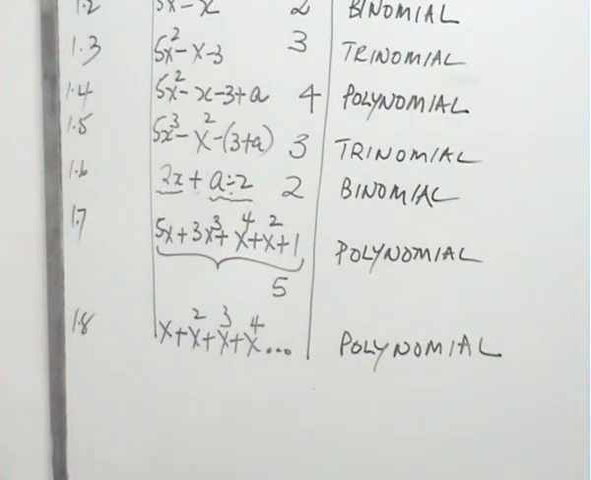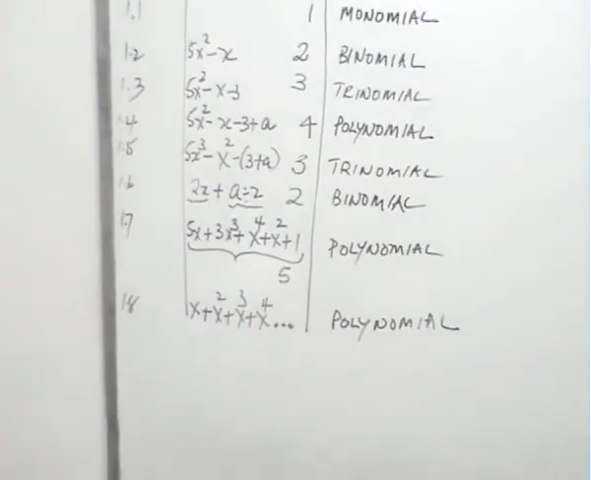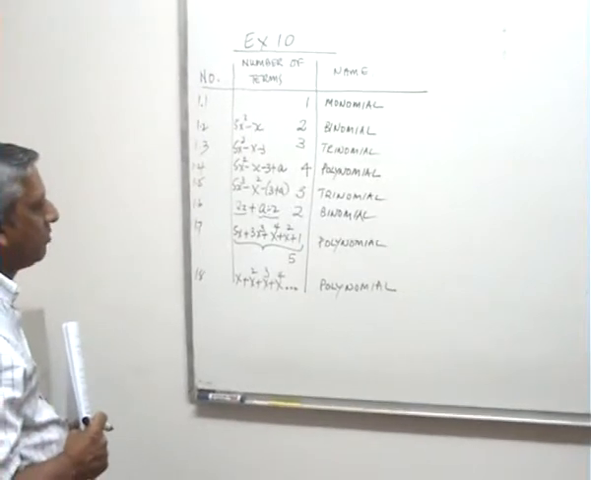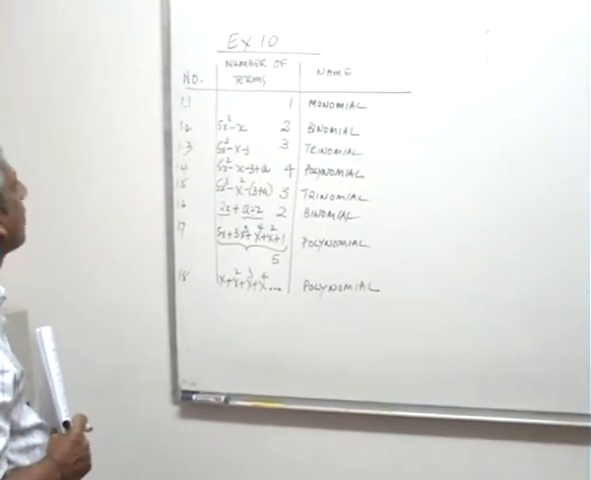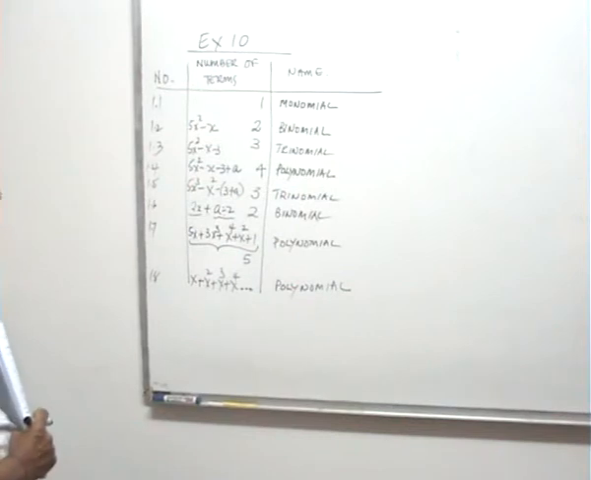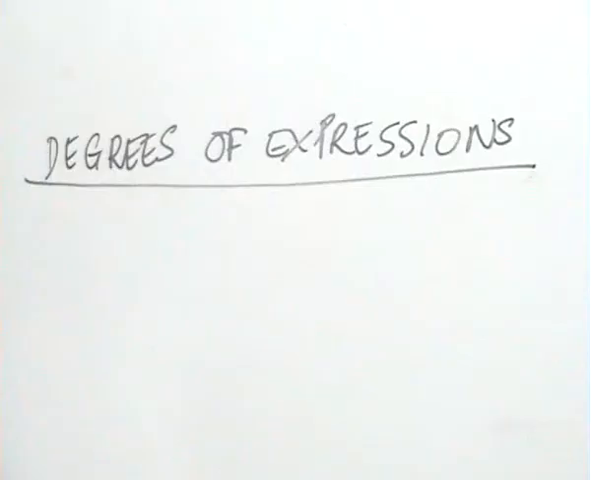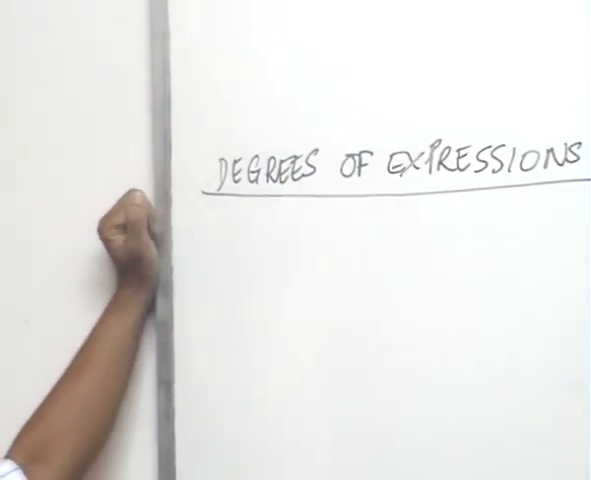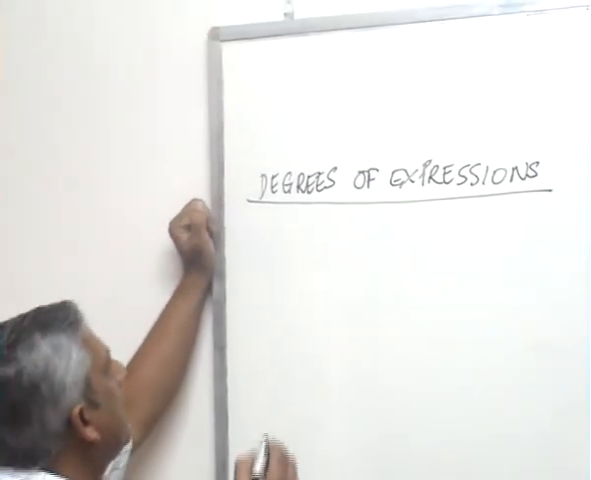Alright, so that will bring us to the end of answers to exercise 10. And then we'll move on to the next small section called degrees of expression. So let's move on to the next section. Back. Now we're doing a little section called degrees of expressions. Now let's take an example.